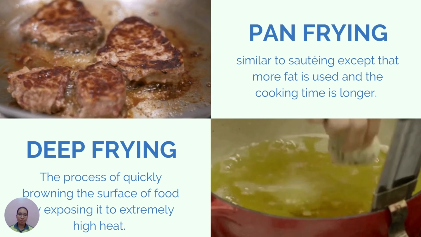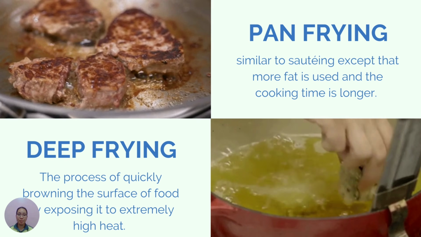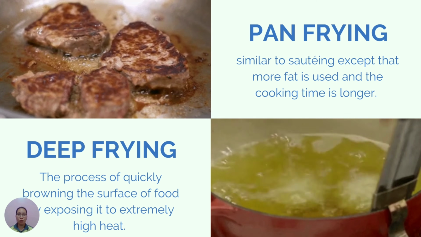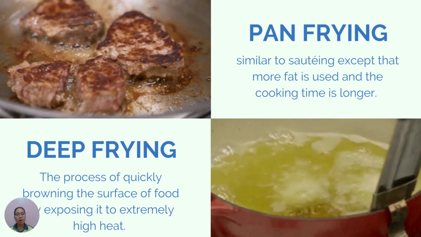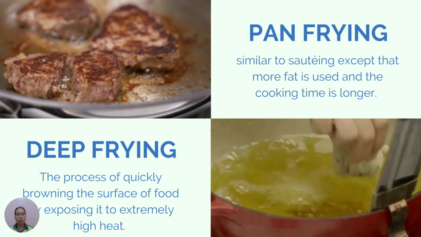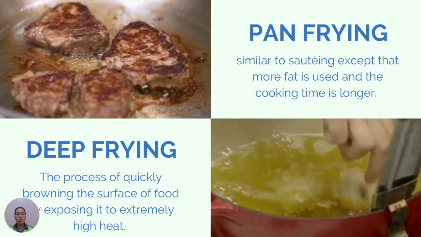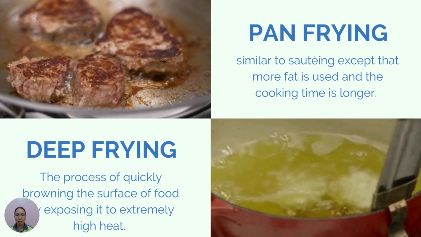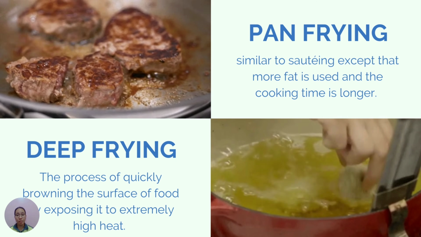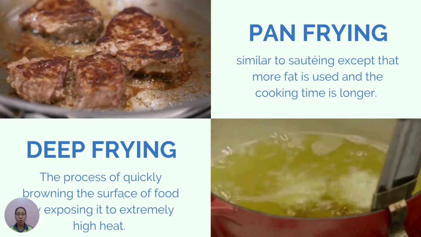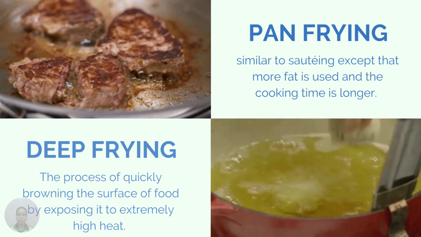And then we also have pan frying. This is also similar to sauteing except that more fat is used and the cooking time is longer. While deep frying is the process of quickly browning the surface of food by exposing it to extremely high heat. It is not considered a moist heat method because fat is used instead of water.